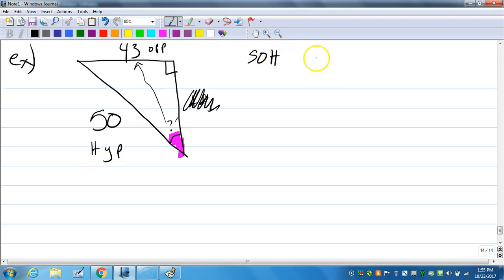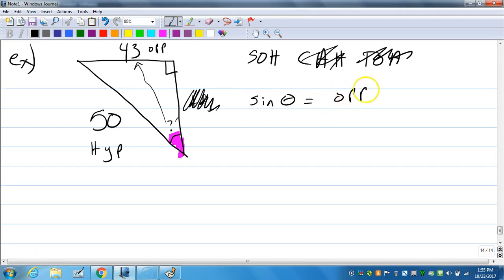So, SOH CAH TOA. Which one only has O and H? This one has O and H. Not this one and not that one. So it's going to be the sin. So we're going to use the sin of an angle, which is the opposite over the hypotenuse. Alright? And since we're looking for an angle, that's going to change to a -1.